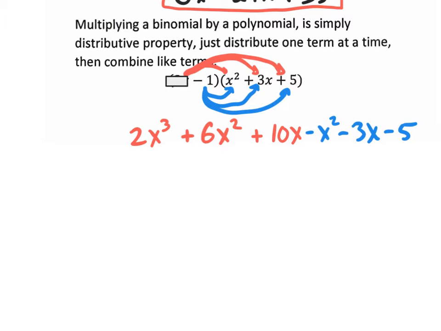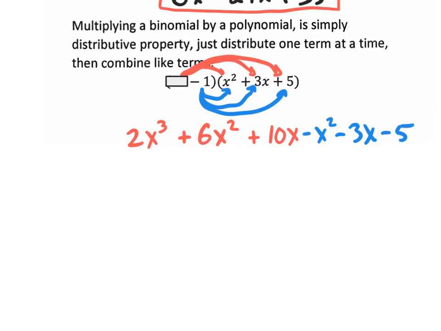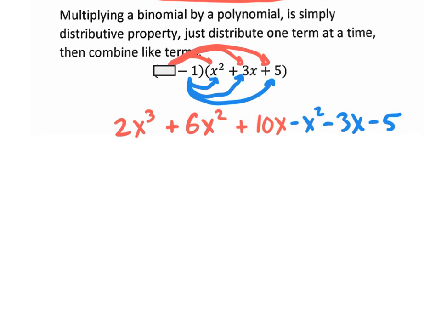So once again, it's this simple. Multiplying a binomial by a polynomial, it's simply distributive property. Just distribute one term at a time and then combine like terms. So I distributed the 2x first, and then distributing the -1. So we end up with this whole polynomial. Now let's just combine like terms. So again, you want to write your answer in standard form.